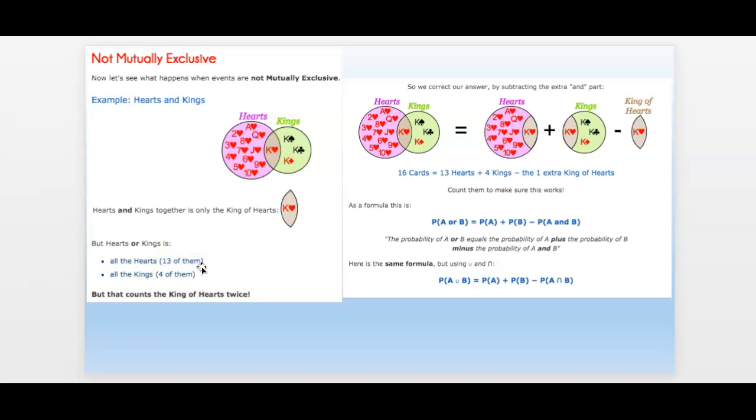So the formula, if they're not mutually exclusive, for the "or" event is you add up the probability of the two events happening, then you subtract the probability that they both happen. We have to subtract that one extra king out because we've added it twice. That's the formula right down there.